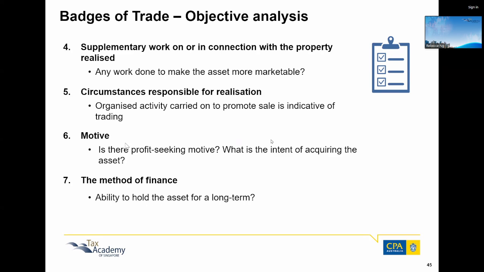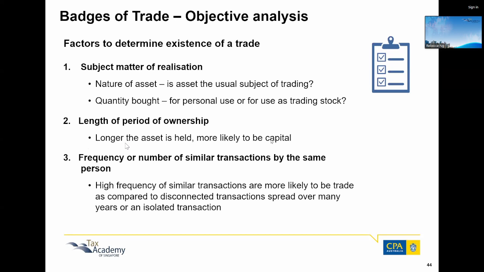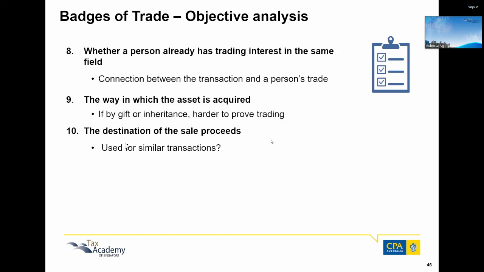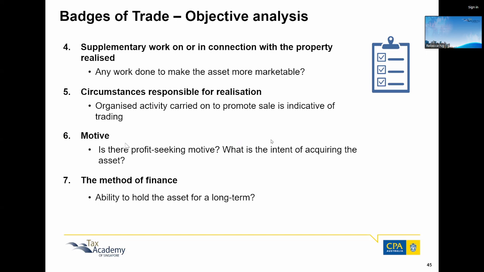So for the first, I would say the first 6 or 7 would be more applicable sometimes, more widely used. So the 4th one, we will look at the supplementary work in connection with the property realized. Any work that is done to make the assets more marketable. For example, you are buying and selling, you are trying to sell a property. So whether there's any work done to make the property more marketable, like now a lot of condo projects, right?